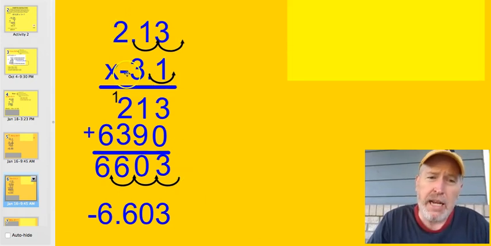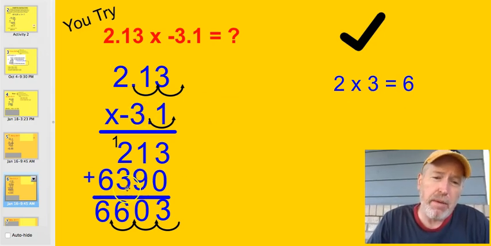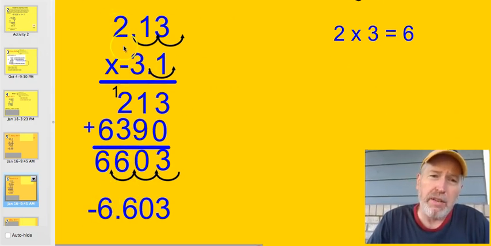So you have an odd number of negative symbols, so that's going to be a negative answer. My check? Well, it's about 2 times about 3 is 6. So yeah, my answer is about 6, but it's negative because we have that positive times a negative.